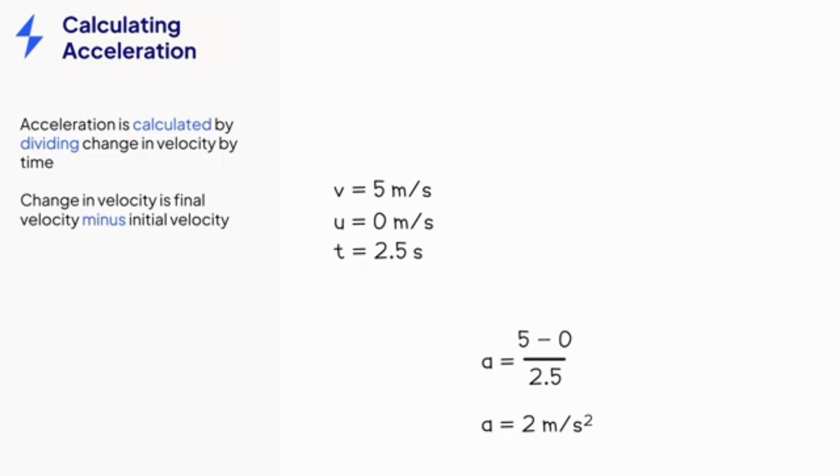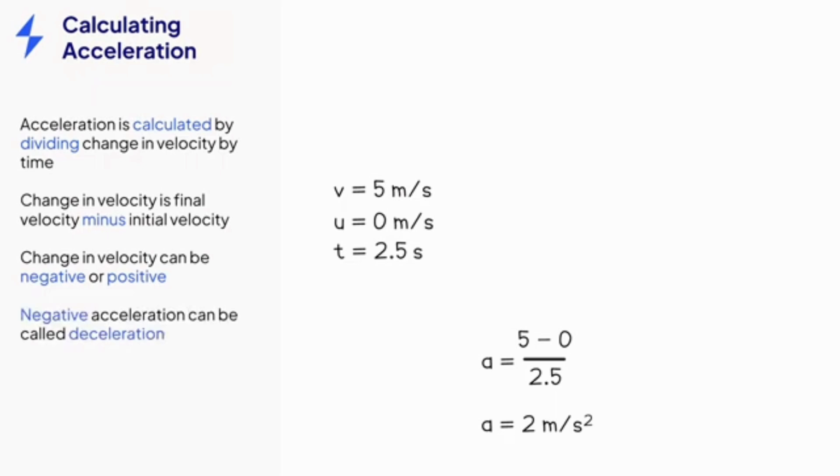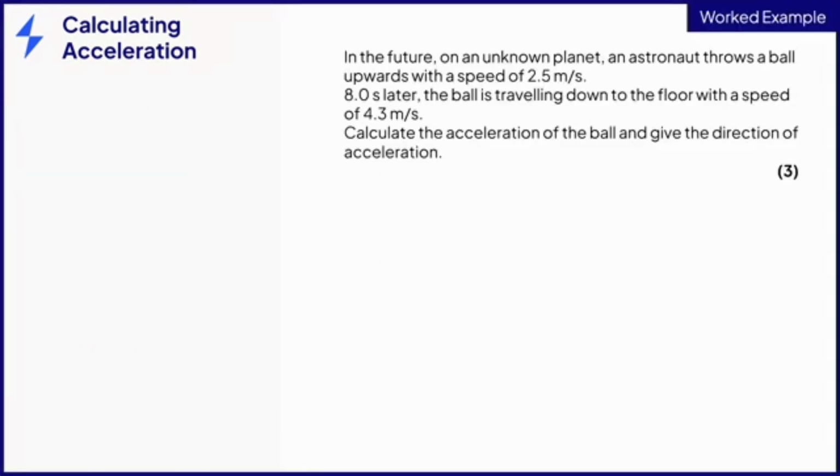A few things to note. Change in velocity can also be negative, for example if initial velocity is greater than final, which means the object is slowing down. In this case, the object has negative acceleration. This means it is decelerating. Most students can remember the equation, but so many get tripped up by putting initial and final velocities in the wrong place. This question is a great opportunity to talk about positive and negative velocities.